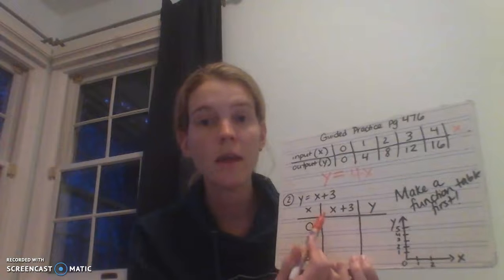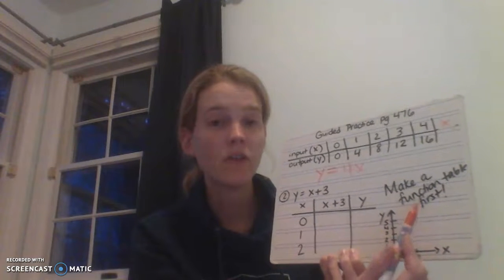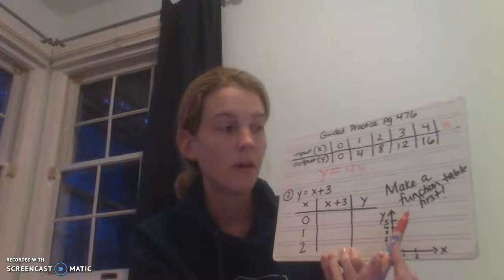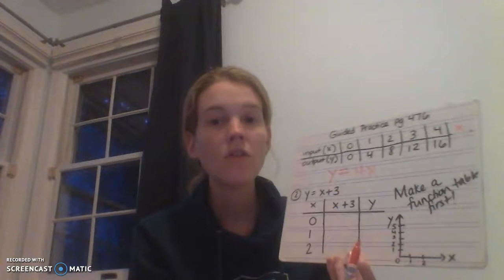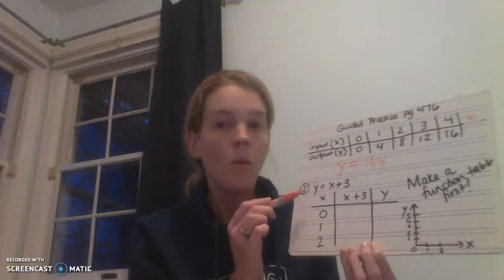So you're always going to make a function table first. You can't graph without really having a function table. It's just too hard to kind of memorize all the numbers. They'll get all mixed up in your head. So it's better to just write it out. They didn't give us any numbers though. We don't have any numbers here.